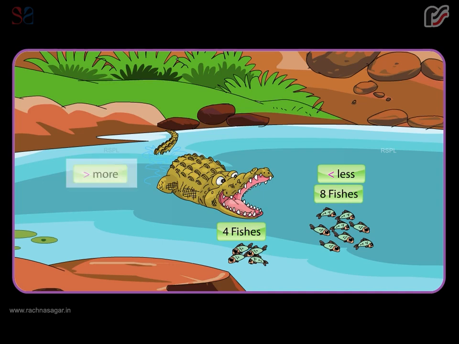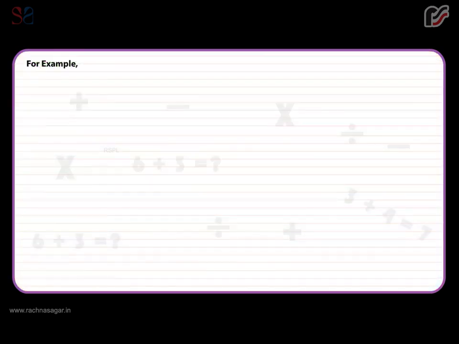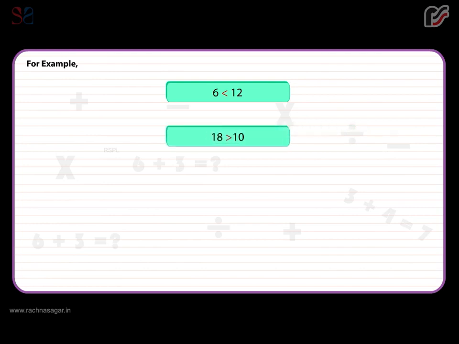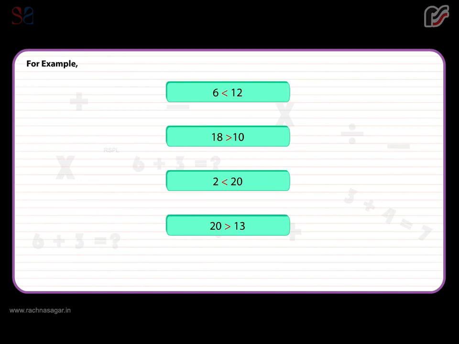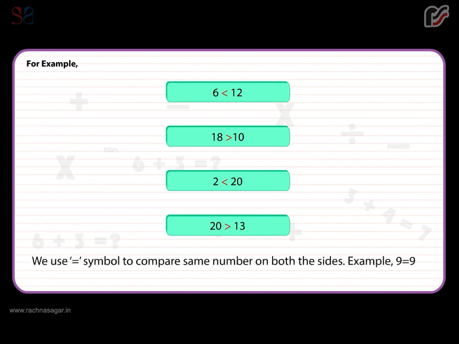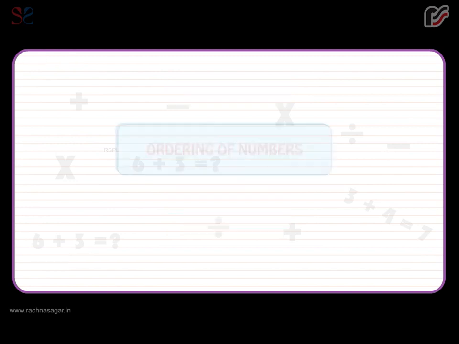The sign represents greater than and the sign represents less than. For example, 6 is less than 12. 18 is greater than 10. 2 is less than 20. 20 is greater than 13. We use the equal symbol to compare the same number on both the sides. Example, 9 is equal to 9.